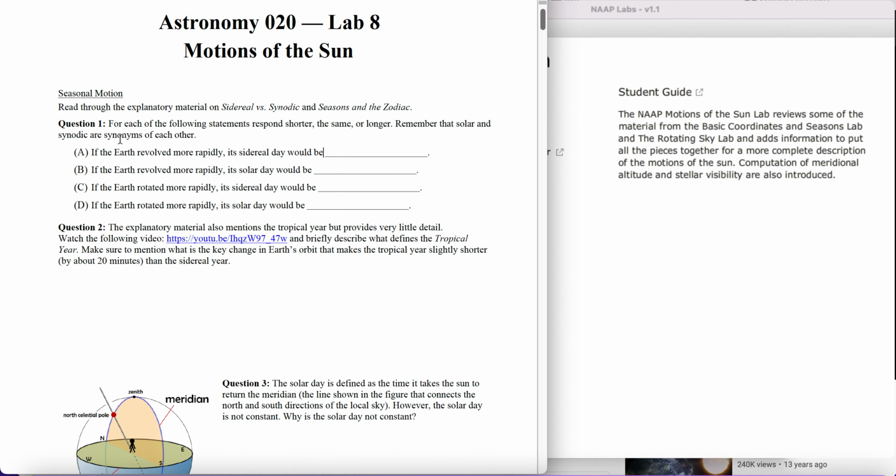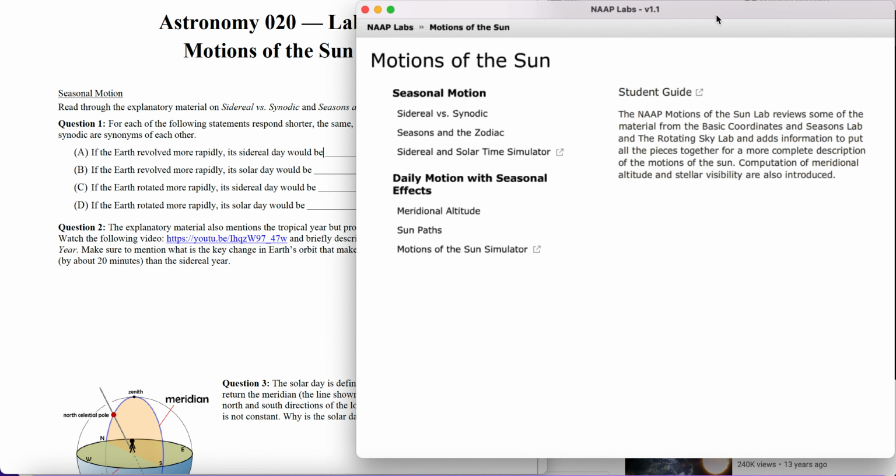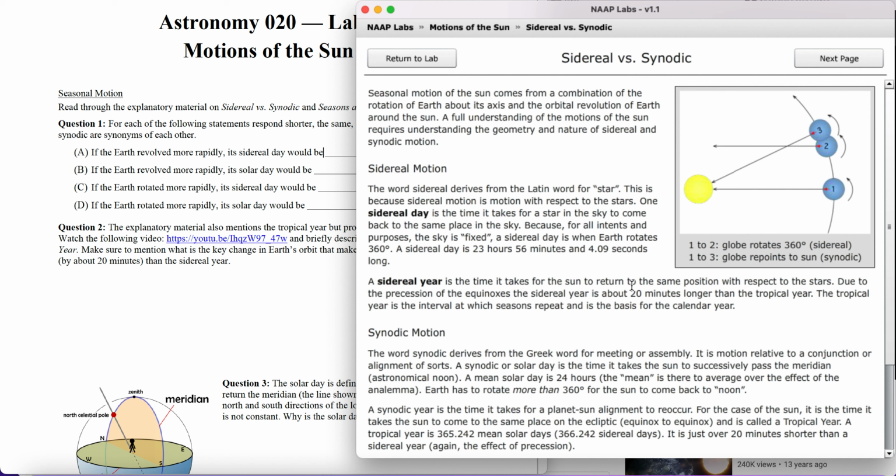So you can see the first question is referring to the background information within the applet here, and that would be the sidereal versus synodic. This talks about the difference between those two types of days and years, although we actually call it the tropical year and the sidereal year, okay? Which will come up in question 2.